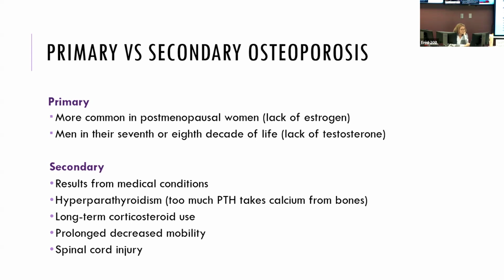A secondary reason someone may develop osteoporosis is from a medical condition. Talked briefly about hyperparathyroidism, because the parathyroid takes up calcium, which is coming from the bones. Long-term steroid use, prolonged decrease of mobility, and then spinal cord injury.